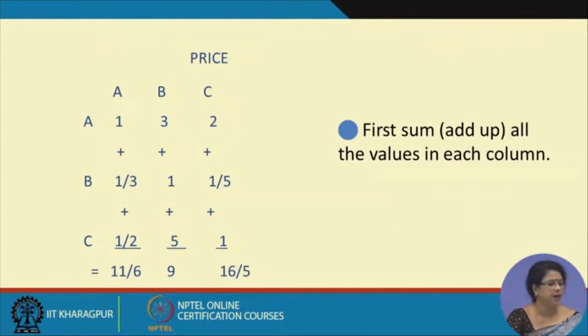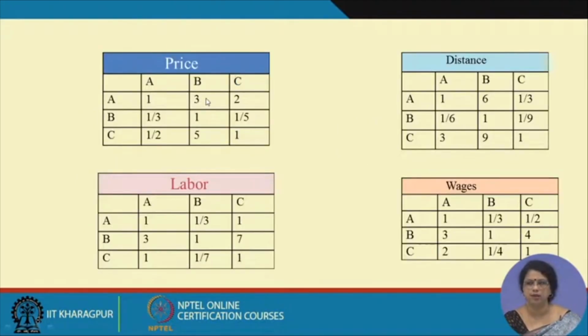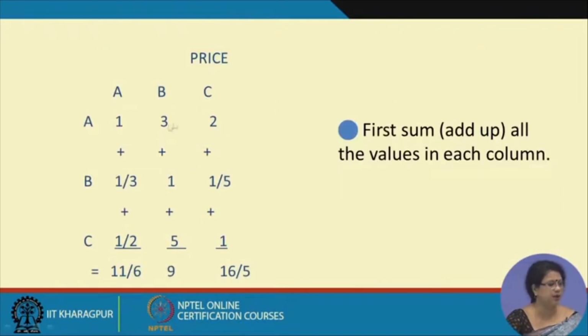Now, you see what we have to do for that. For price, let me take the first table, price. We are having the table 1, 3, 2; 1 by 3, 1, 1 by 5; half, 5, 1. What we will do? First we will make the sum of the columns. 1 plus 1 by 3 plus 1 by 2 is equal to 11 by 6. 3 plus 1 plus 5 is 9. First we will add up all values in each column and put it at the bottom.